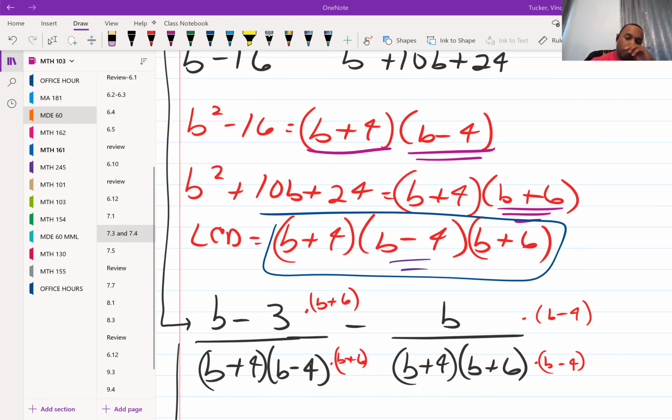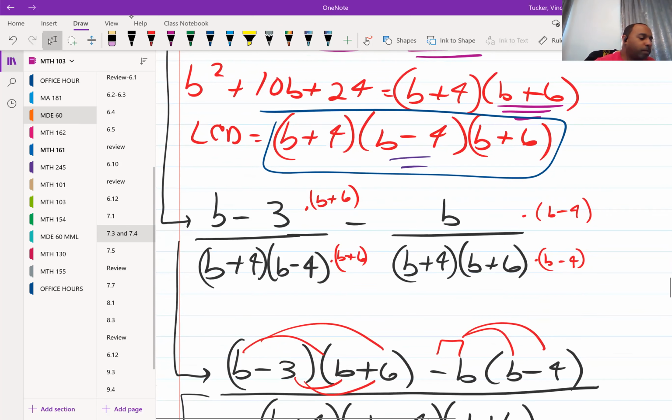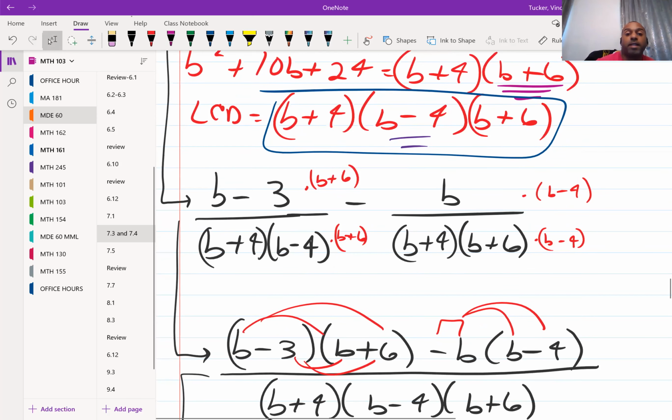All right. So now we can go ahead and multiply that out. So we have b minus 3 times b plus 6, and that negative b times b minus 4. So that minus b needs to be a part of that distribution. So that's why I brought it all together first. So be careful with that. A lot of times people forget that minus sign right there. But that needs to be a part of your distribution.